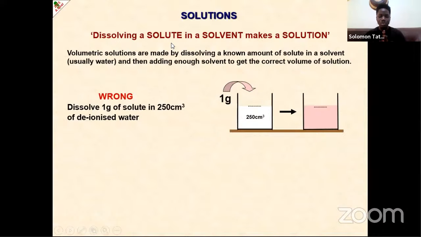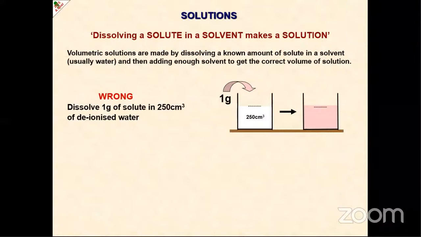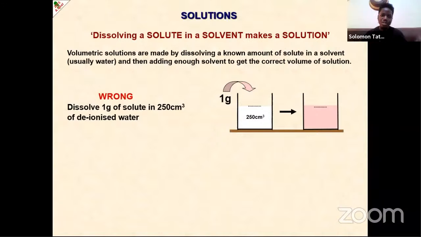So now let's start with solutions. And please ensure to ask questions where you don't understand. Okay, let's start with dissolving a solute in a solvent, which makes a solution. Volumetric solutions are made by dissolving a known amount of solute. Remember that, a known amount of solute in a solvent. Usually the solvent is water, and then adding enough solvent to get the correct volume of solution.